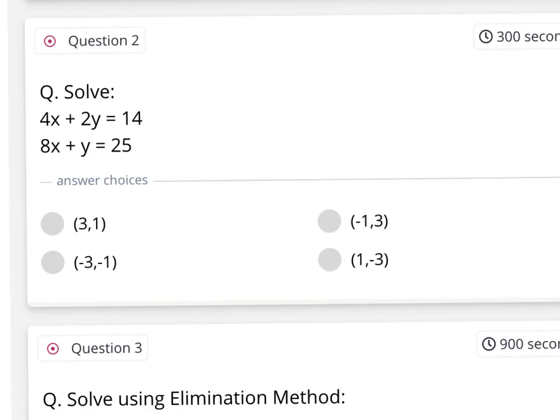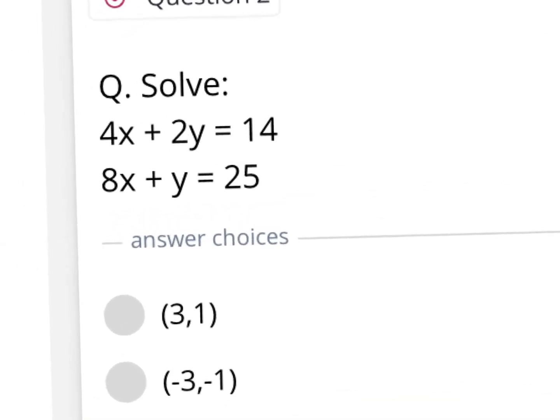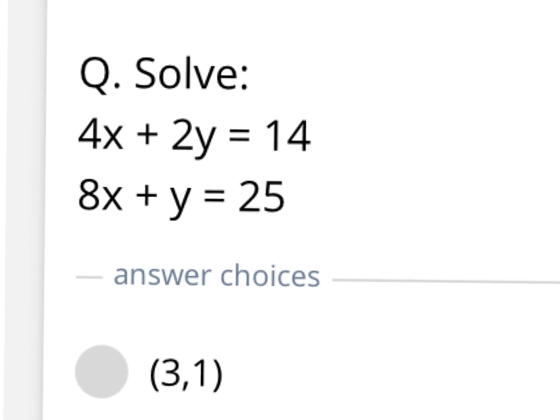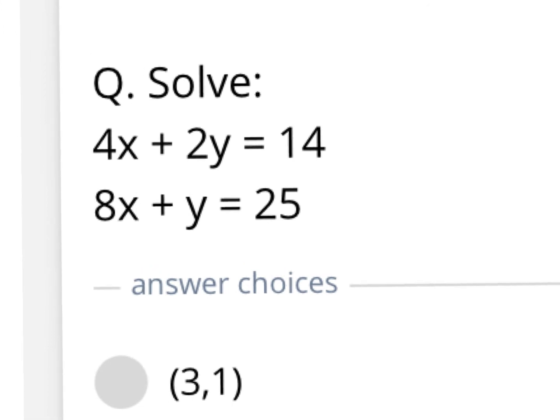Number 2, we're going to solve this system. I hope we remember how to solve systems. There are different ways of doing it. One, you could graph it and then find the point of intersection, kind of like we just talked about.